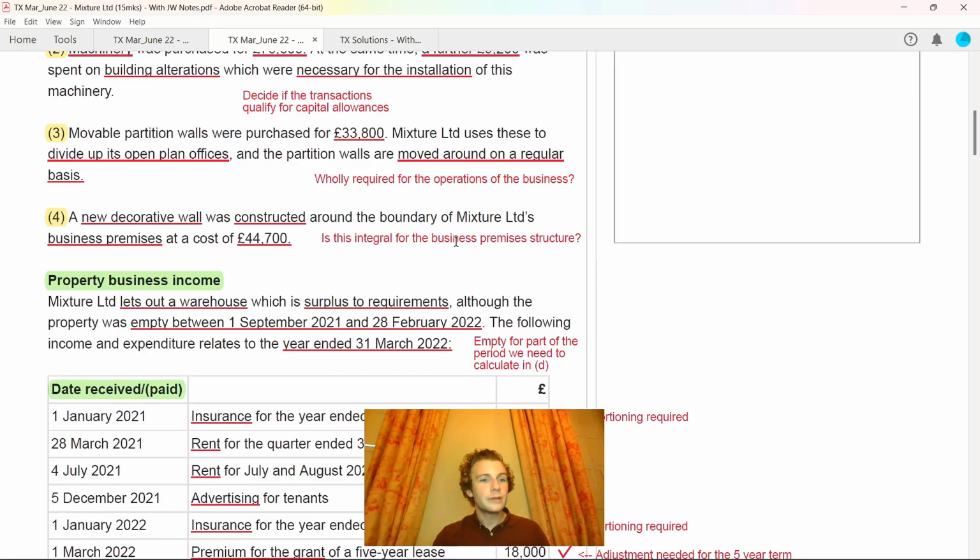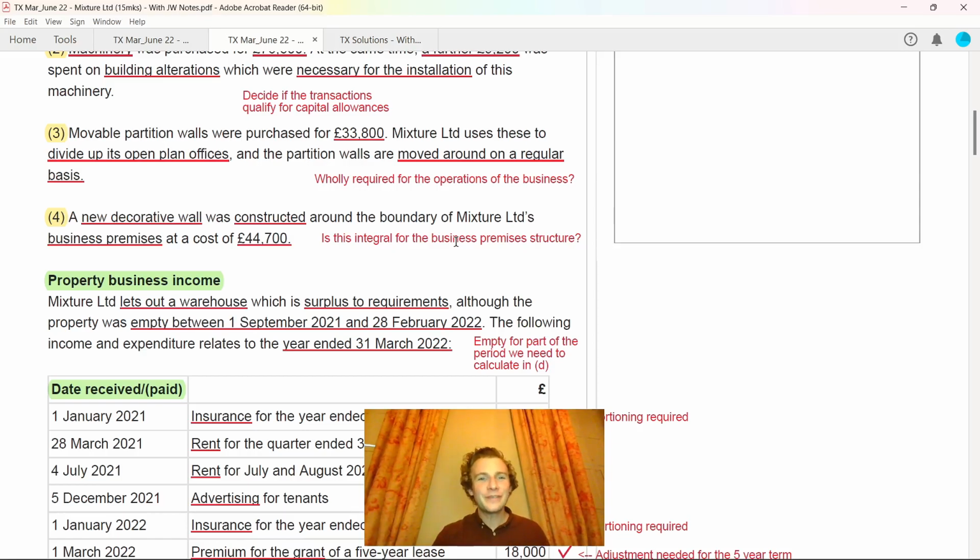Finally, coming on to number 4 there, a new decorative wall was constructed around the boundary of Mixture Limited's business premises at a cost of £44,700. And when I read this through, key questions I'd get down in your notes if this was to be tested again in your exam: is this wholly required for the operations of the business, and is it integral for the business premises structure? Or in other words, if they didn't decorate that wall, would the wall still be there?